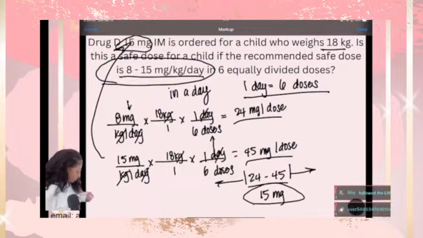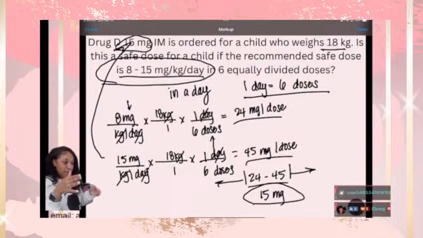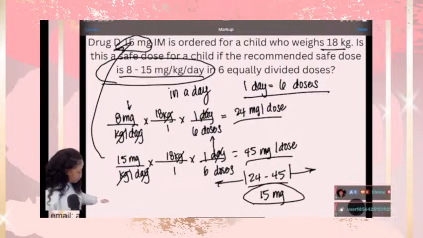So we were saying, is it in the red zone or is it in the green zone? If it does not fall at 24 and go up to 45, you must not give that. If it doesn't fit, you must quit. Too legit to quit. All right, let's go.